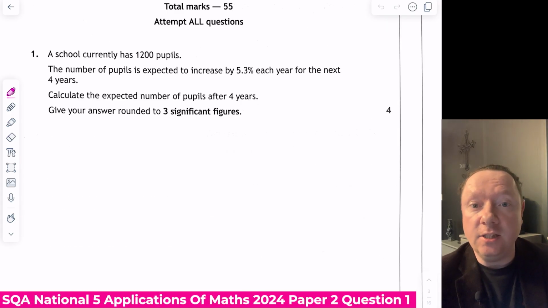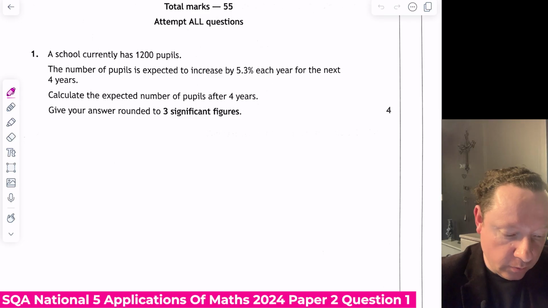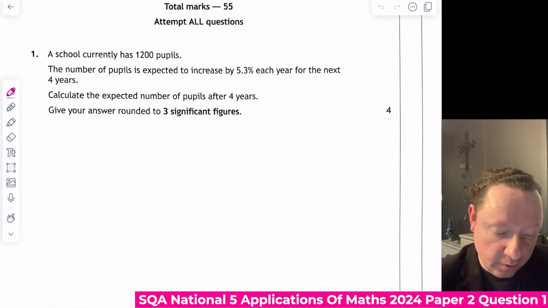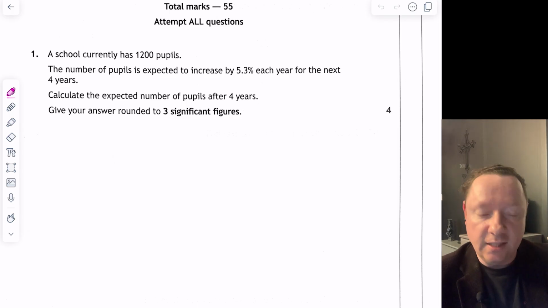SQA National 5 Applications in Maths 2024 Paper 2 Question 1. A school currently has 1,200 pupils. The number of pupils is expected to increase by 5.3% for the next 4 years. Calculate the expected number after 4 years to 3 significant figures.